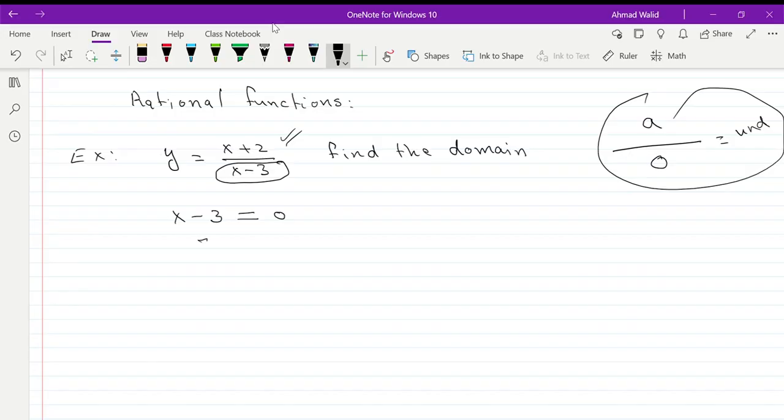Now solve it. Add 3 to both sides. These two cancel out. x equals 3. That's why I use this sign. x cannot take 3, but it can take all other numbers. All other numbers. Correct? That's why you get a restriction here.